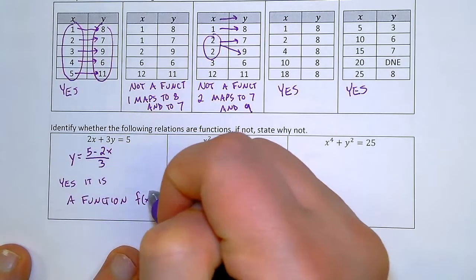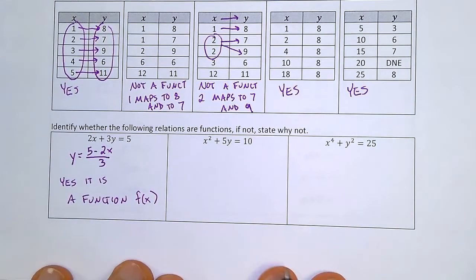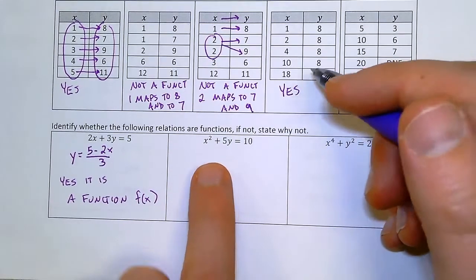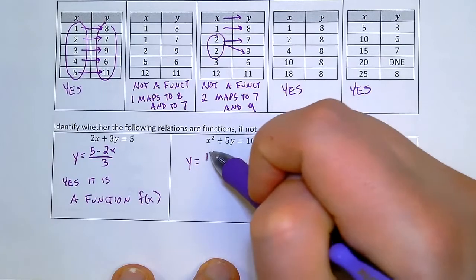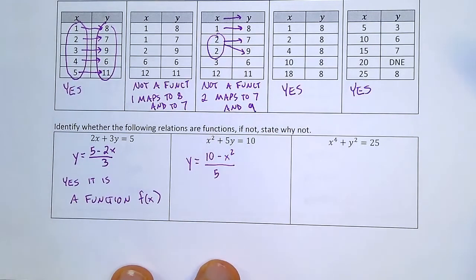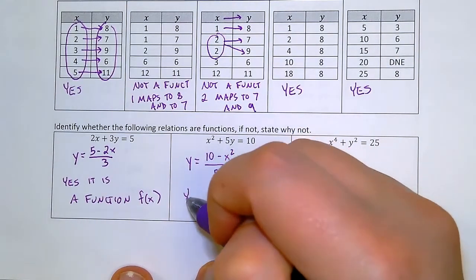Of x, so our input x would produce the value y. Looking at the second equation, if we were to solve this for y, again, this is solvable for y, and we get 10 minus x squared divided by 5. We were able to solve it for a single y value, so yes, it is a function.